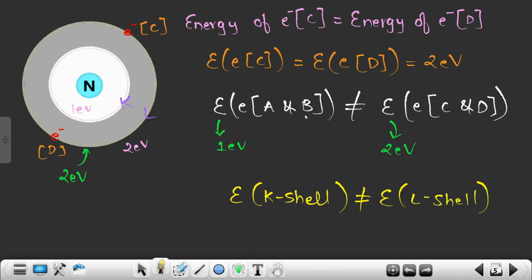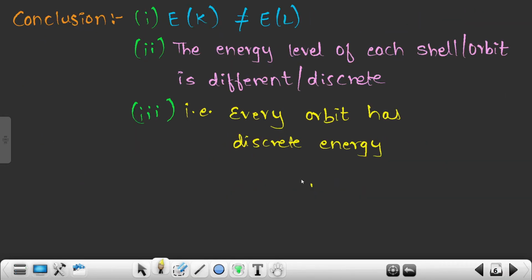With this we can conclude 2 things, that is the energy of the K shell, which is holding electrons A and B, and the energy of the L shell, which is holding electrons C and D, they are not at all the same. You can clearly check over here, the energy level is totally different. So these are the 3 important conclusions which we can draw from our discussion.